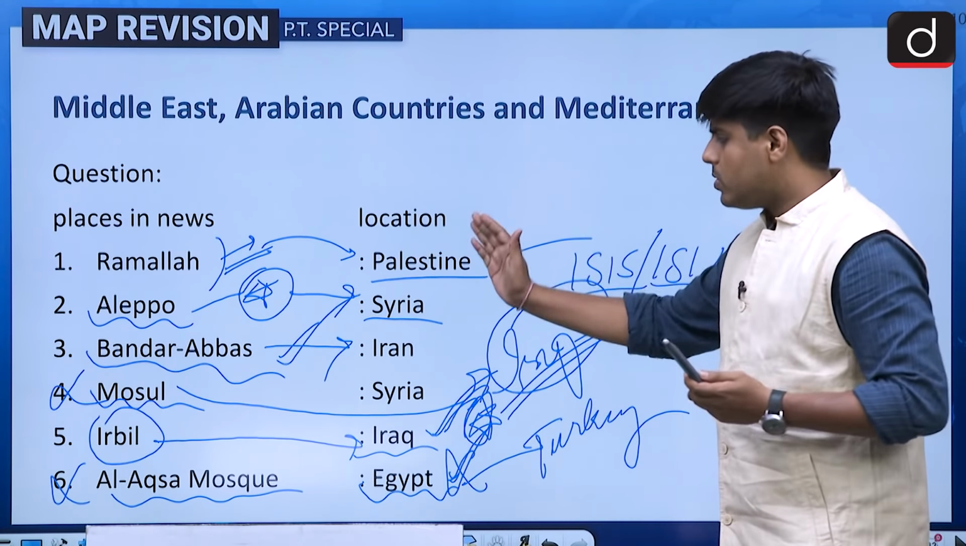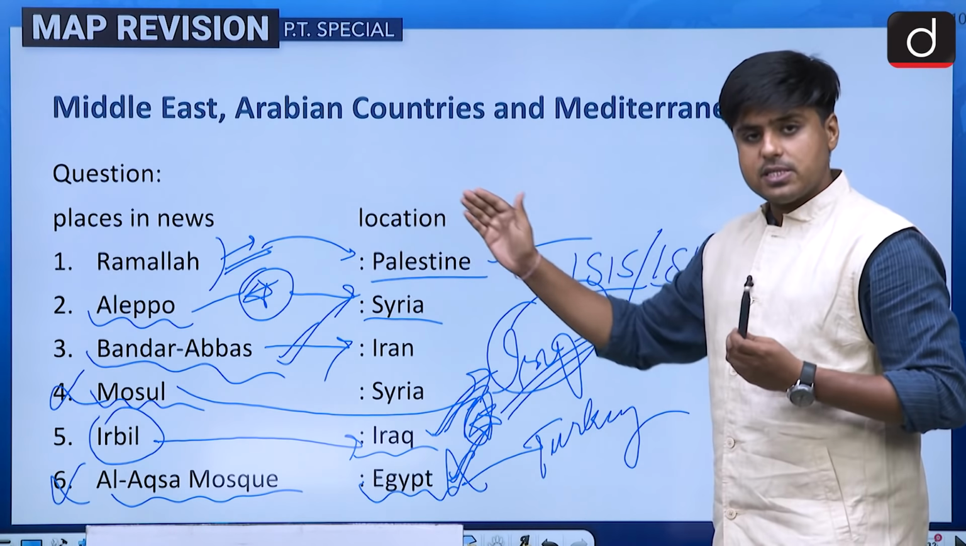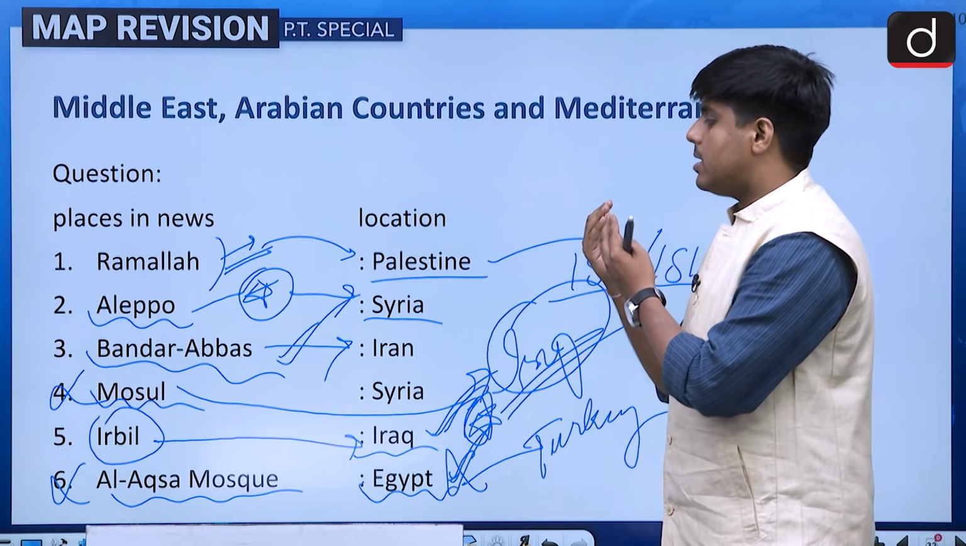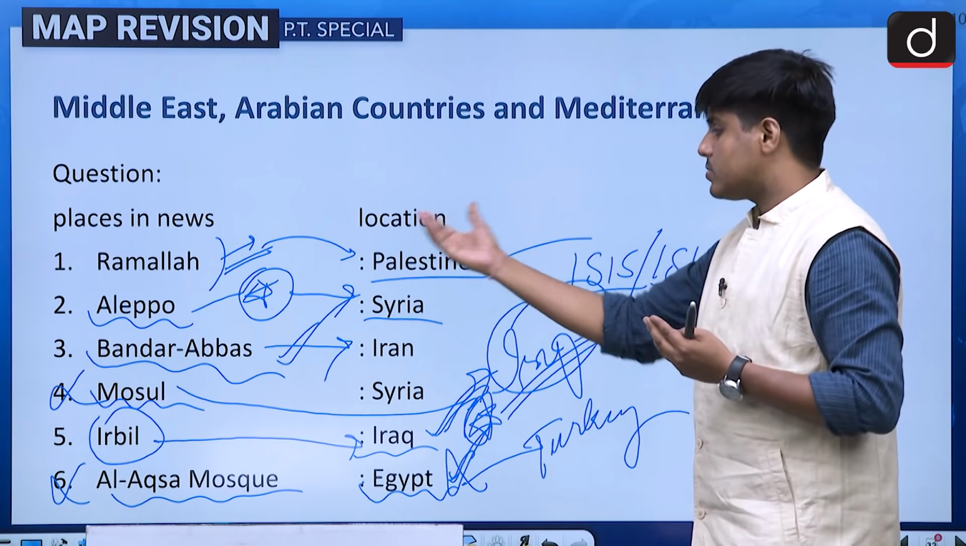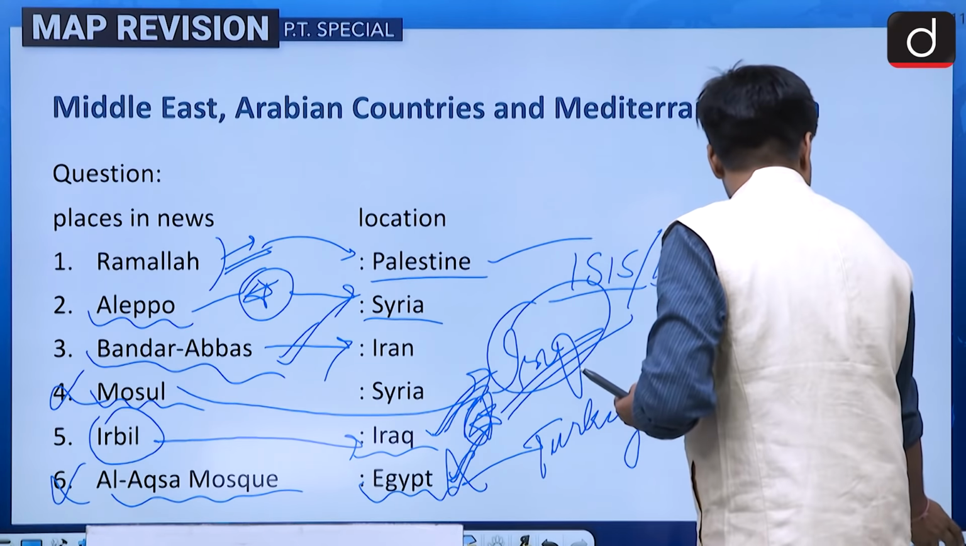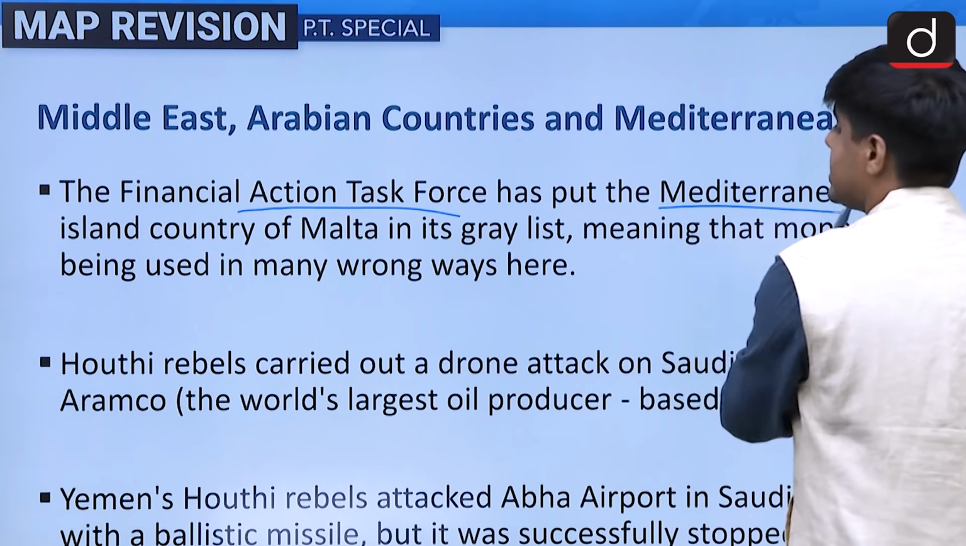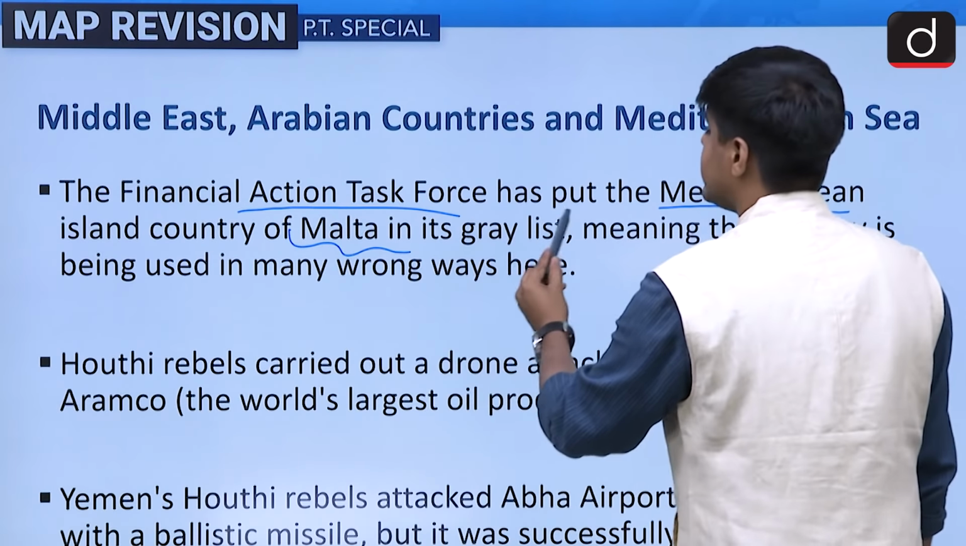Basically, we need to know why these places were in news, and once we know that, we will be very easily able to associate these areas with the country to which they belong. Now, the FATF has put the Mediterranean island country of Malta in its grey list.